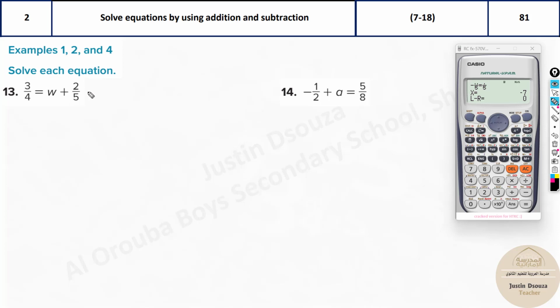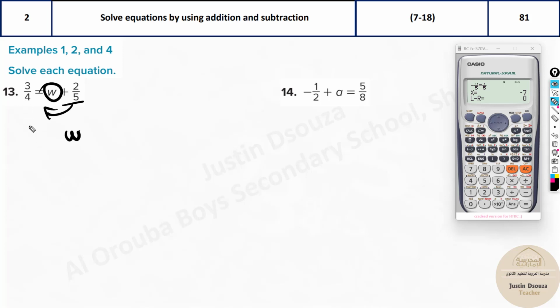What is this? Plus 2 by 5, right? So subtract 2 by 5 on both the sides. What I'm trying to say is just see what you want. You want w, so w must be alone. This should not be there. So subtract 2 by 5 on both the sides. Or the other way is just take this to the other side.